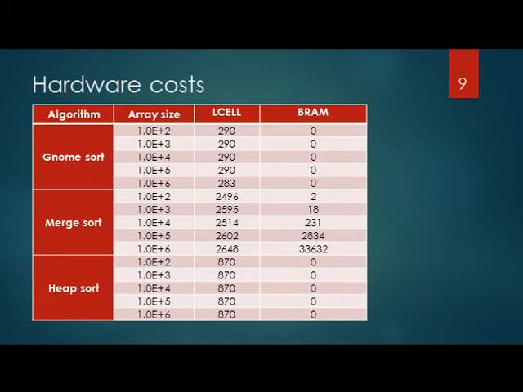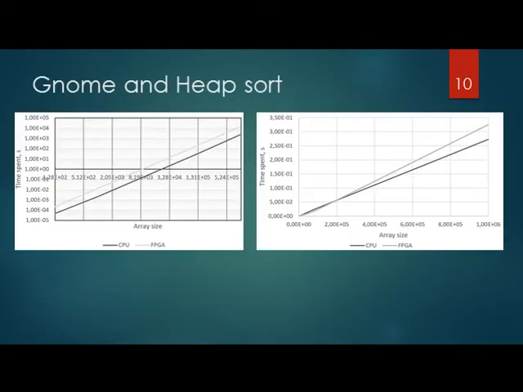And now there are performance graphics of gnome and heap sort. Gnome is on the left side and heap is on the right. Both algorithms have better results for CPU than FPGA device. Also, you can see that heap sort is faster than gnome. But let's see the next slide first.